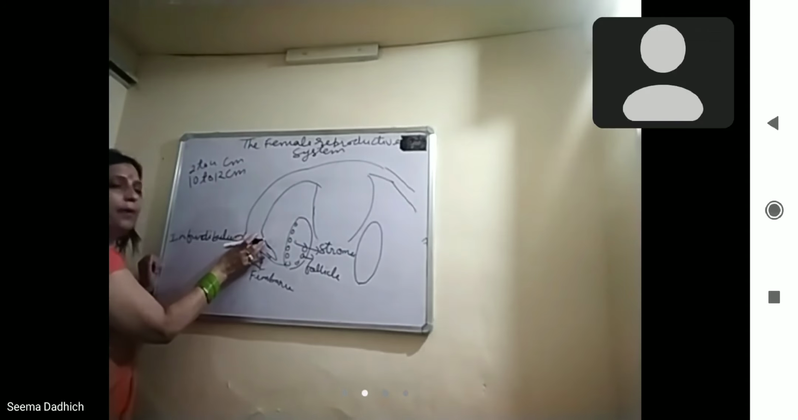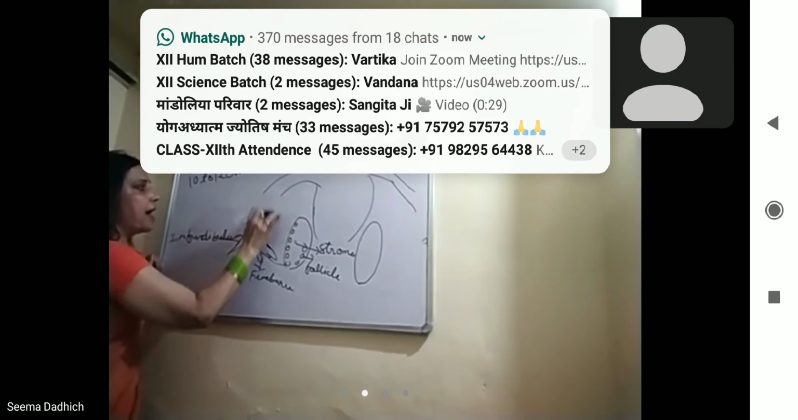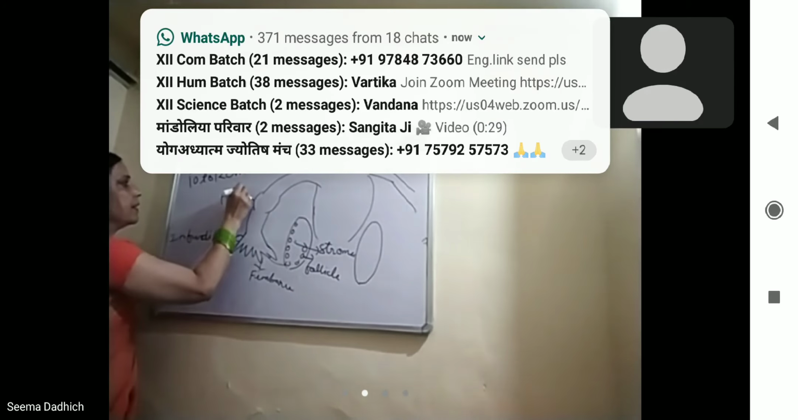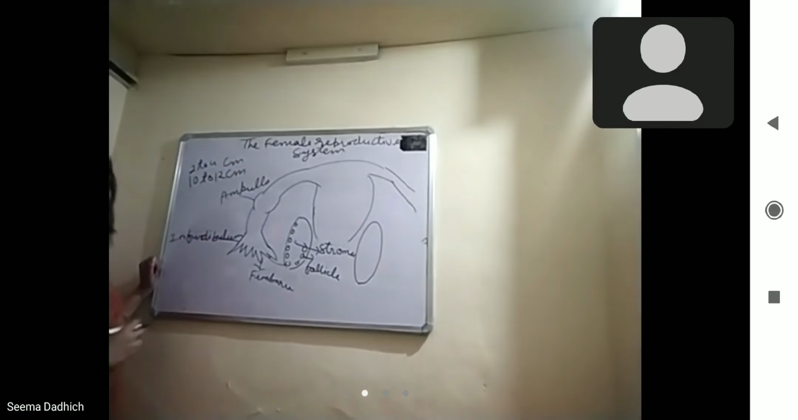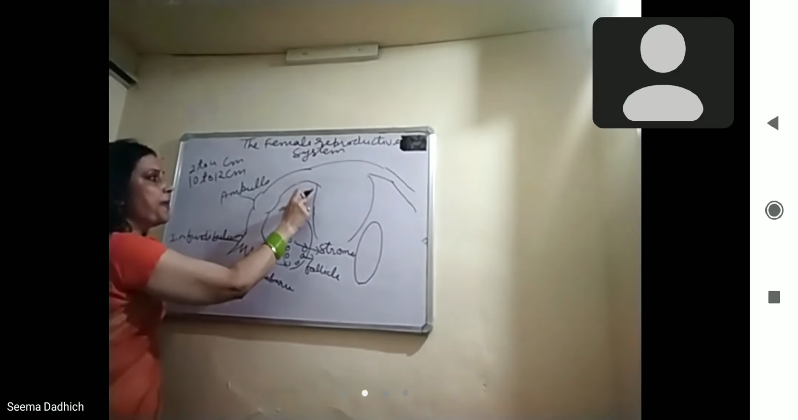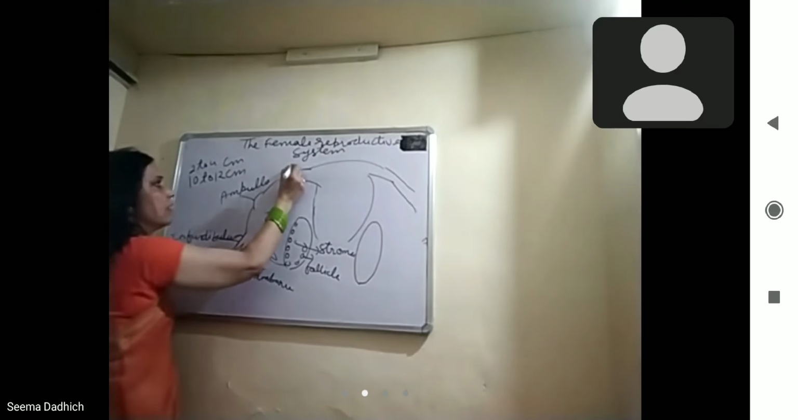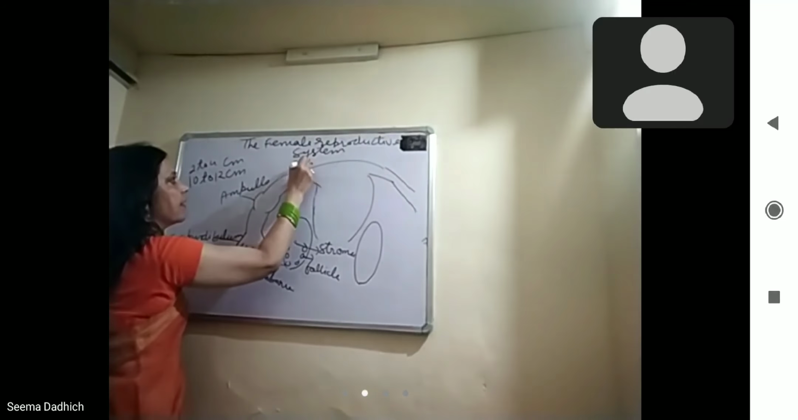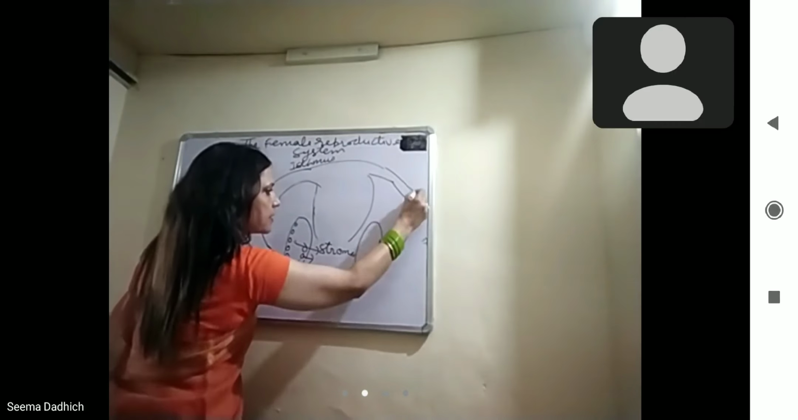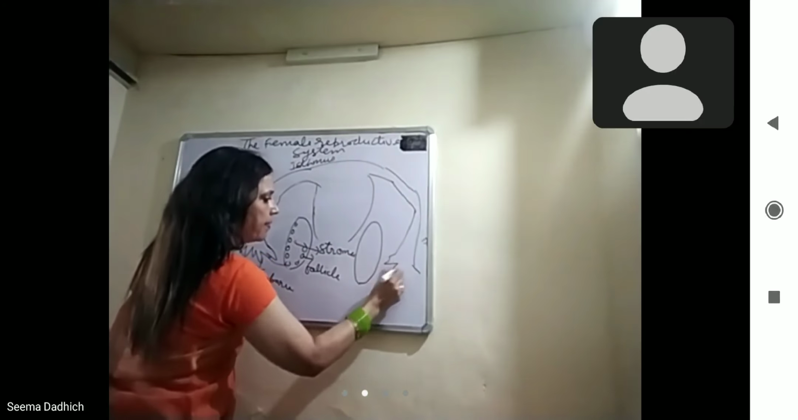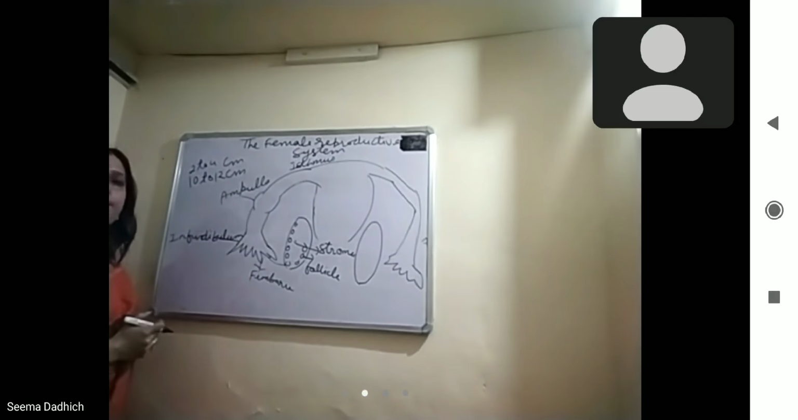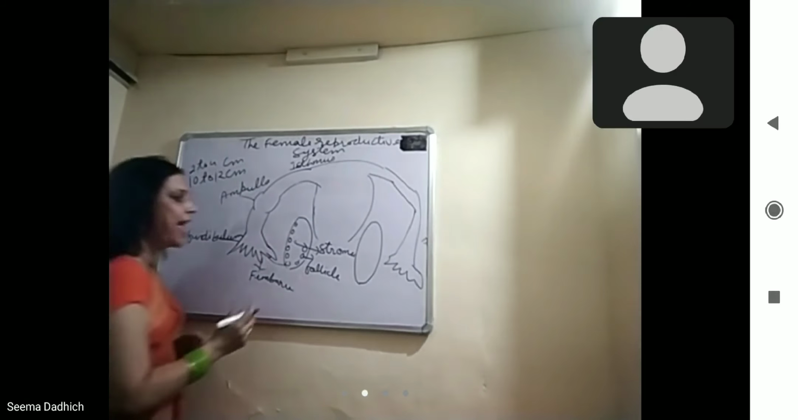The fallopian tube leads into a wider part. This wider part is called the ampulla. And the last part, by which the fallopian tube connects with the uterus, is called the isthmus. Now, listen to me. Fertilization takes place in the ampulla. Yes. Now, the next part I am taking.